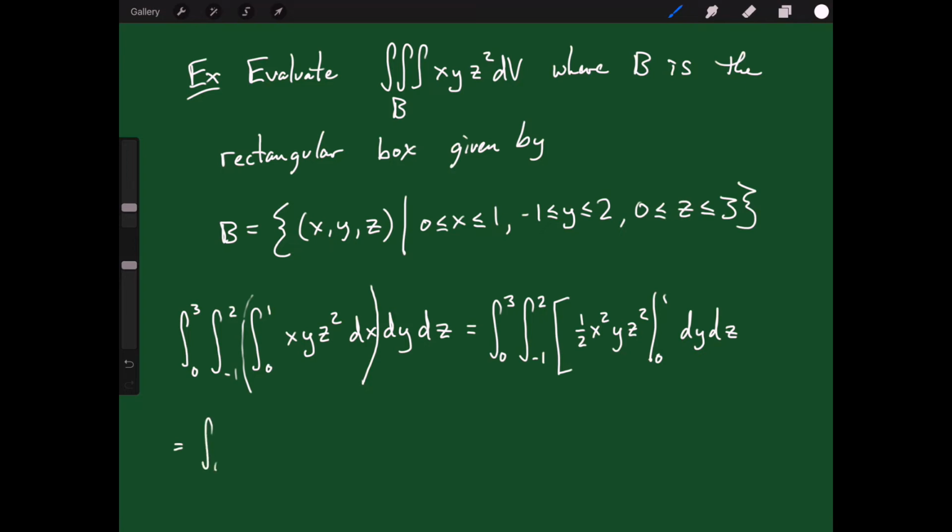And I get the integral from 0 to 3, integral from minus 1 to 2 of, if I plug in 1 for x, I just get 1/2 yz squared, minus, if I plug in 0, I get 0, so I'm just done. So this is dy dz. Now, if I really want to, I could take that 1/2 out just to get it out of there. I don't see any particular reason to bring it outside the integral, but I could.